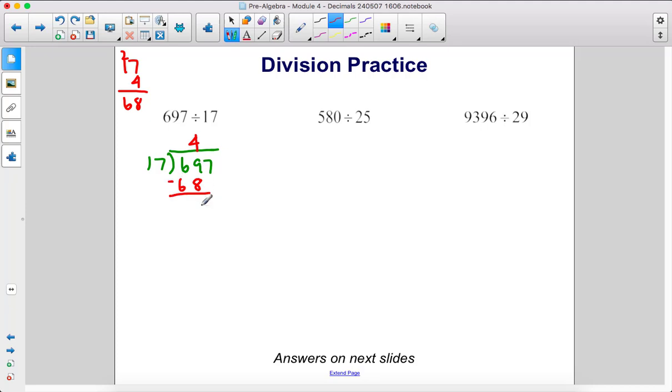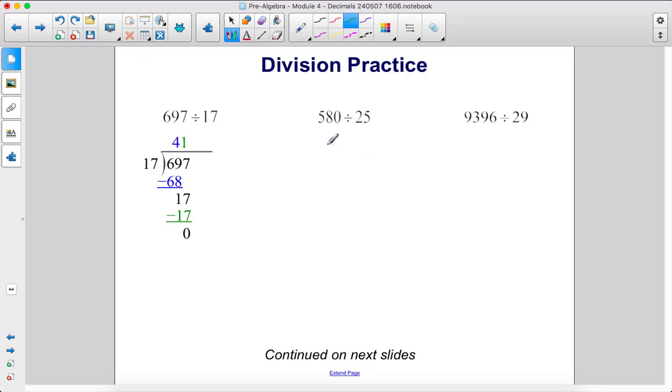The difference is 1. Now we go ahead and take down the next number, 7. 17 goes into 17 exactly 1 time. 1 times 17 is 17, and we have a remainder of 0. The answer is 41.